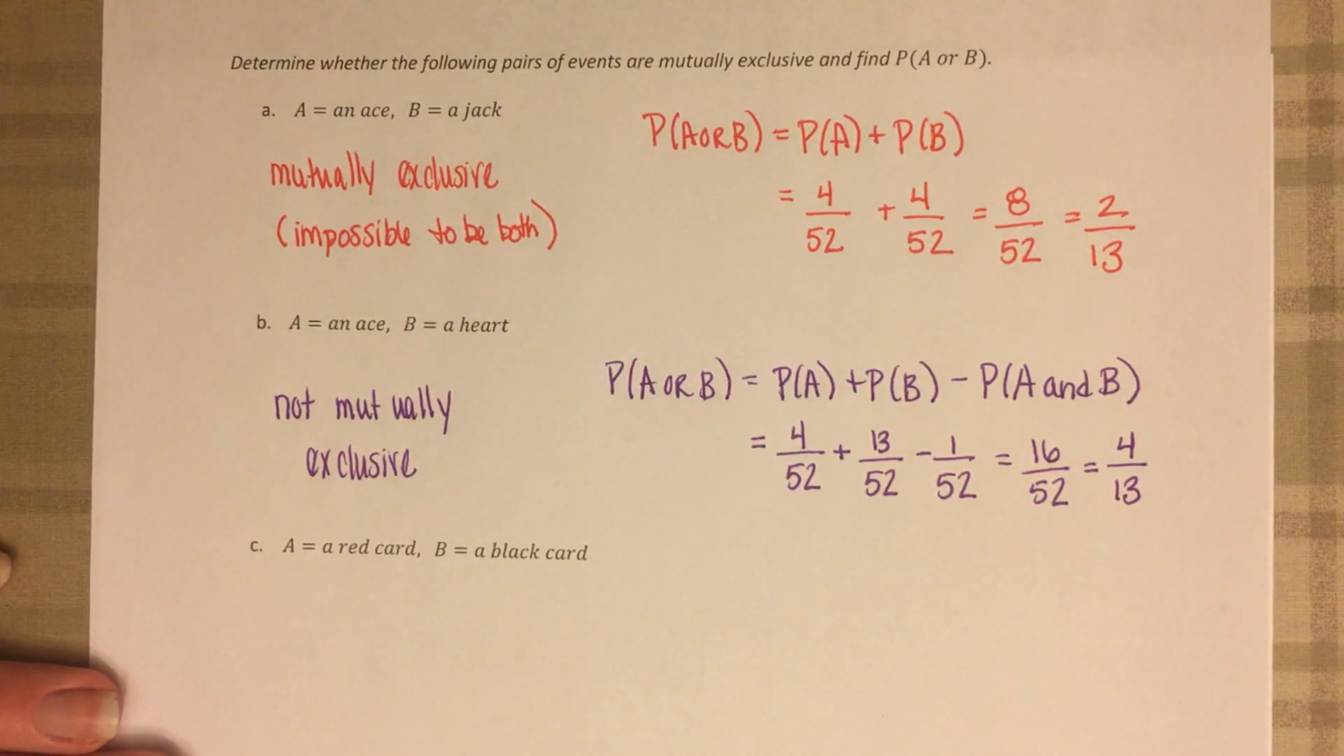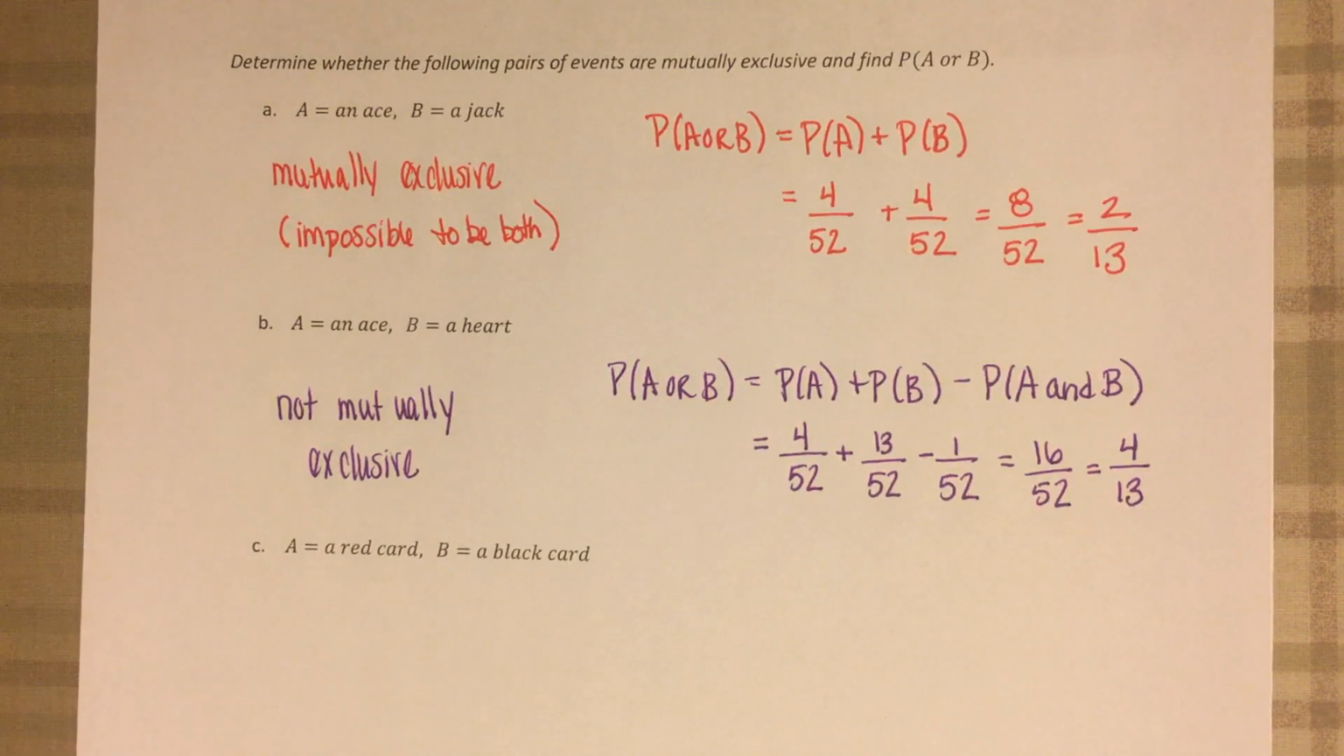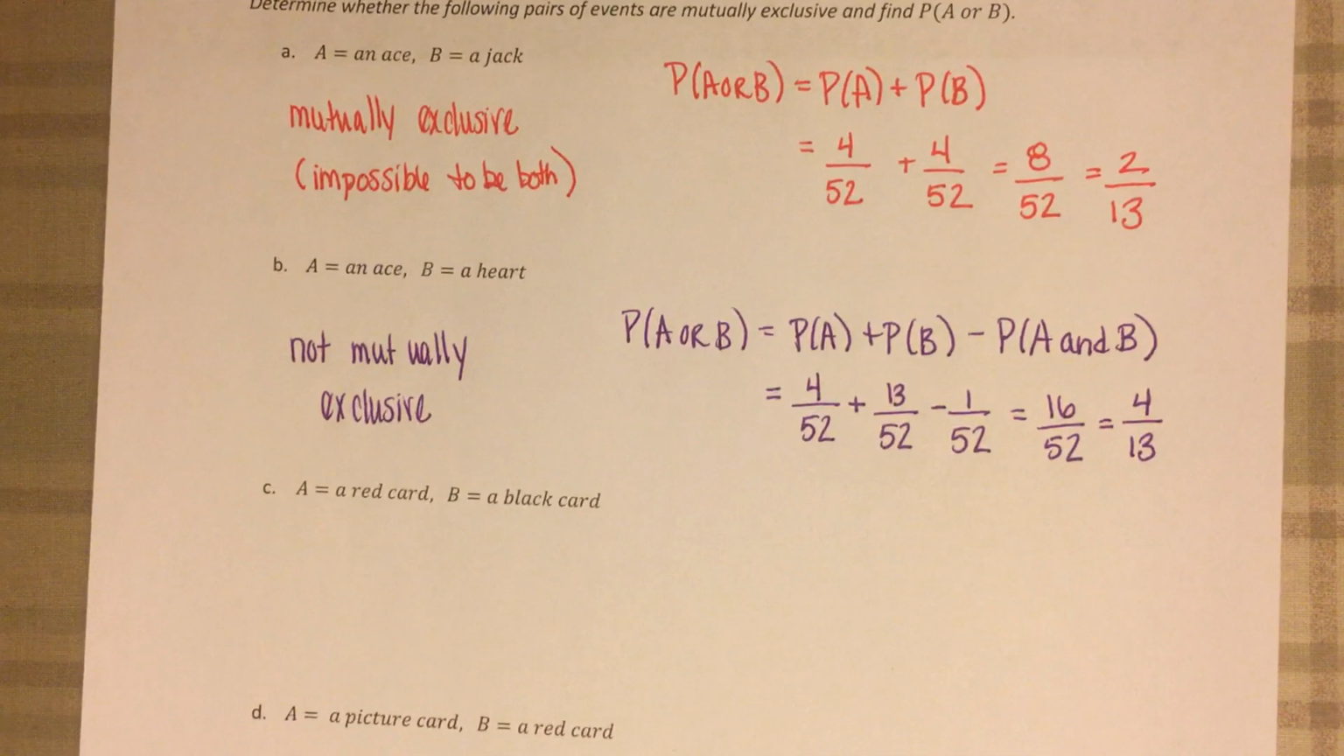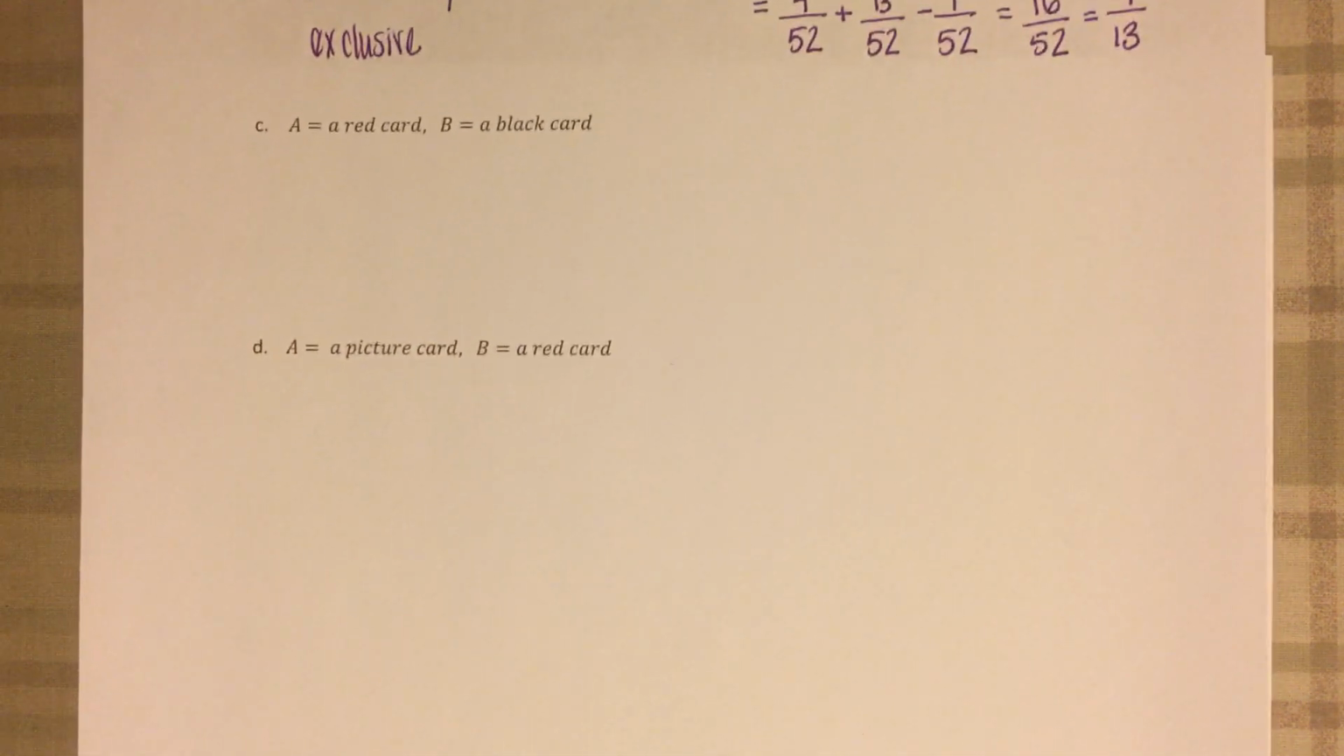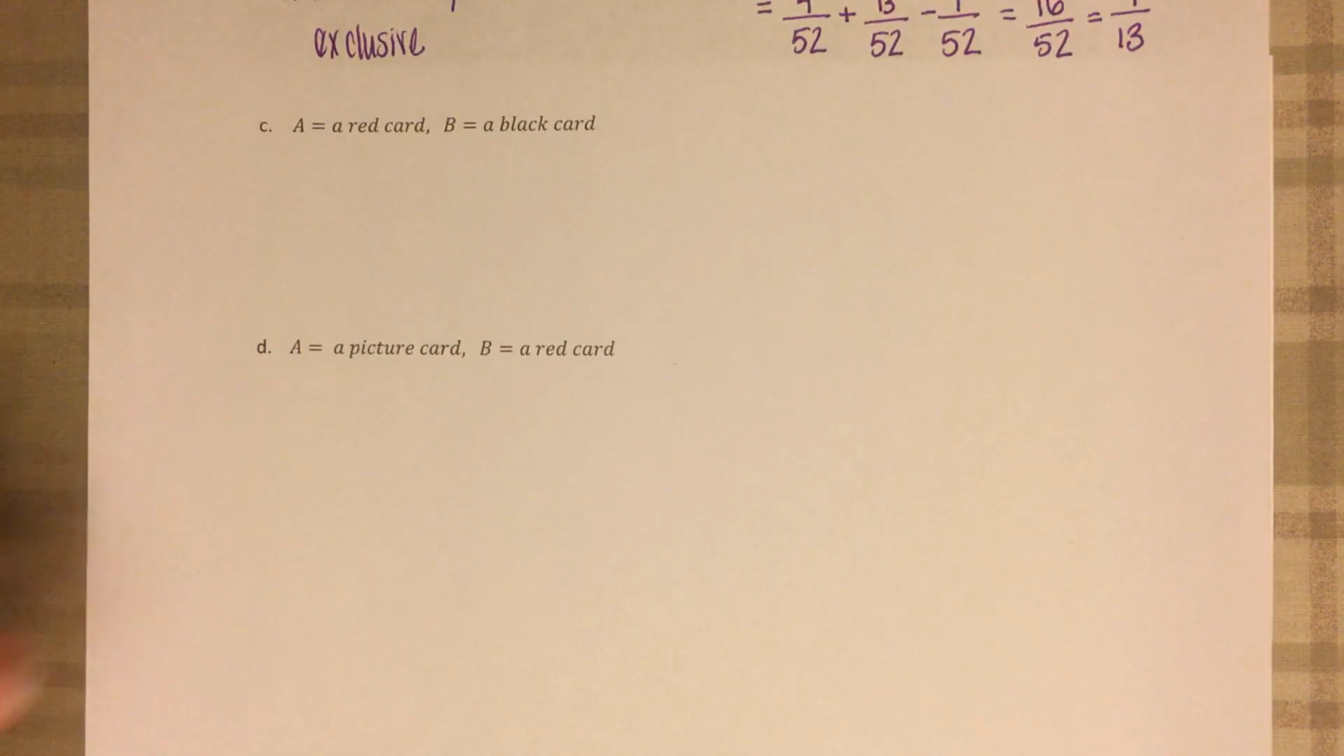So the big difference between A and B is whether or not it's possible to be both at the same time. If it's impossible to be both, as in A, they're mutually exclusive, and no subtraction is required. If we do have at least one that's both, as in example B, then we have to do a subtraction of what is both. So let's work through a couple more.